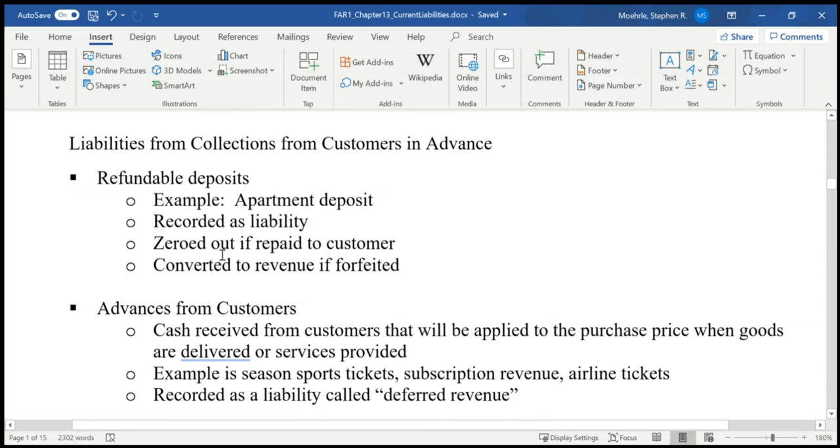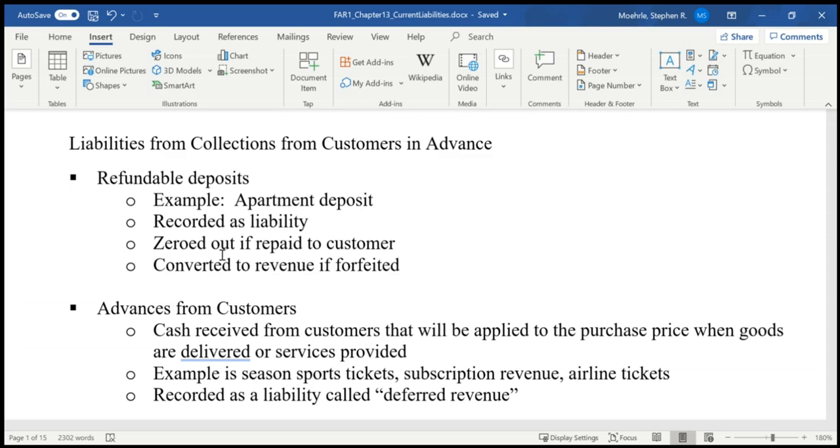Liabilities arising from collections in advance from customers. Let me give you some examples of this. Refundable deposits, such as your apartment deposit. This is recorded as a liability, and then that liability will be zeroed out if the company repays the refundable deposit to the renter, in this case, to the customer.